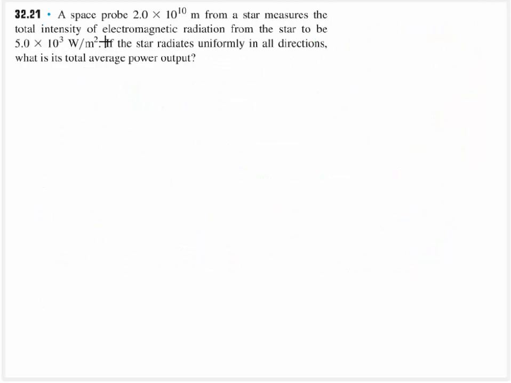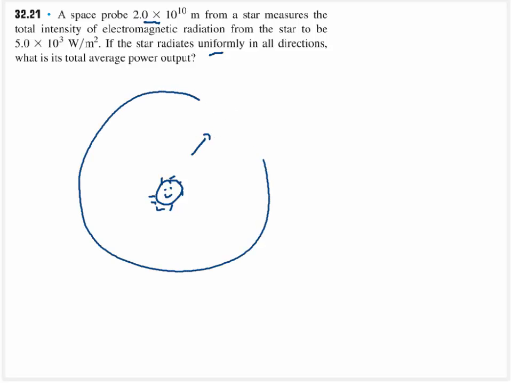Problem number 21, we have a space probe that's in some orbit around a star. So I just draw my star right here. This star is going to radiate equally, uniformly in all directions, and so it's going to be sending out essentially a spherical wave. Picture the surface of a sphere right here. I'm going to have the space probe right there. It's going to make this measurement of intensity, and we're looking for the average power output.